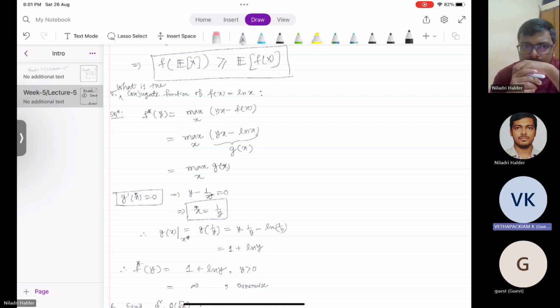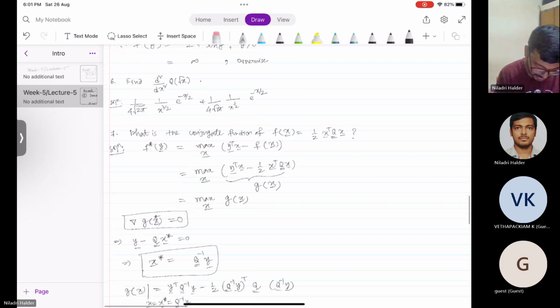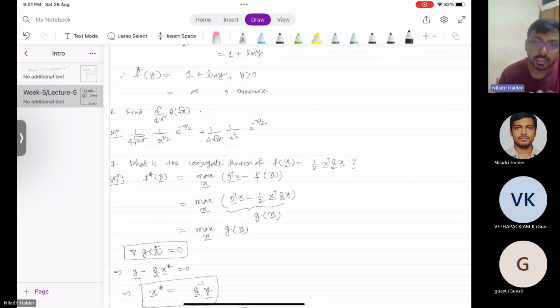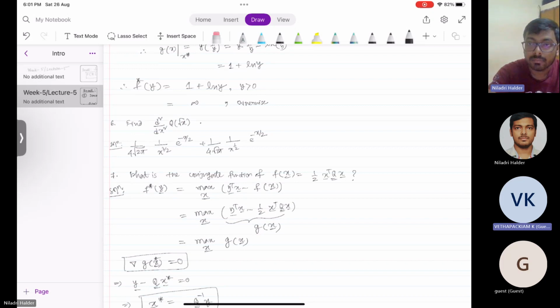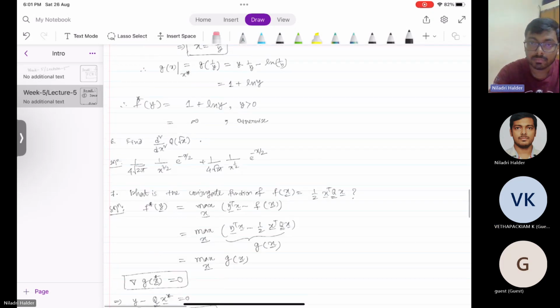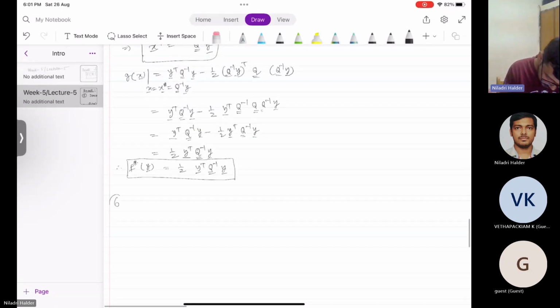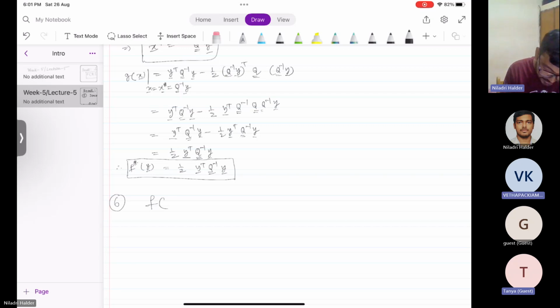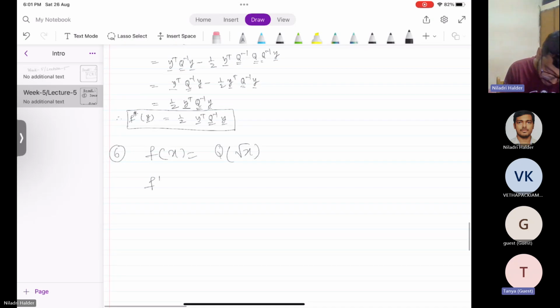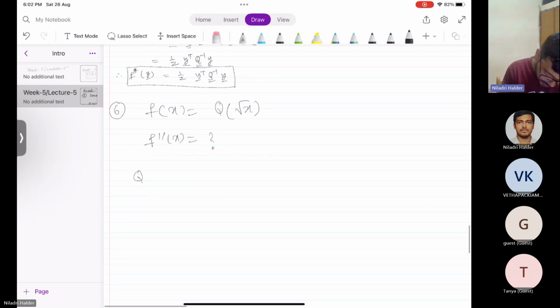Sir, can you explain the sixth problem? Okay, sure. The sixth problem is finding the double derivative of Q of root x. So the sixth problem is: suppose f(x) is equal to Q of root x. We need to find f double dash x. Okay, what is this?